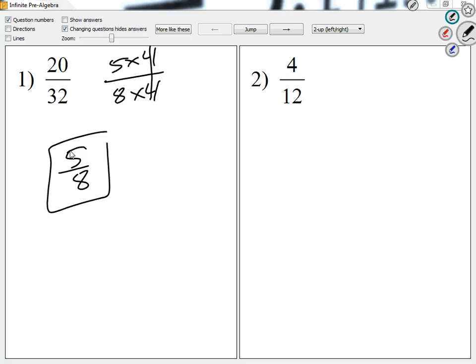That one I cannot do because 5 times 1 is 5 times 1. But then 8, there's nothing I can do to cancel numbers and make them smaller. So that's as low as we can go.